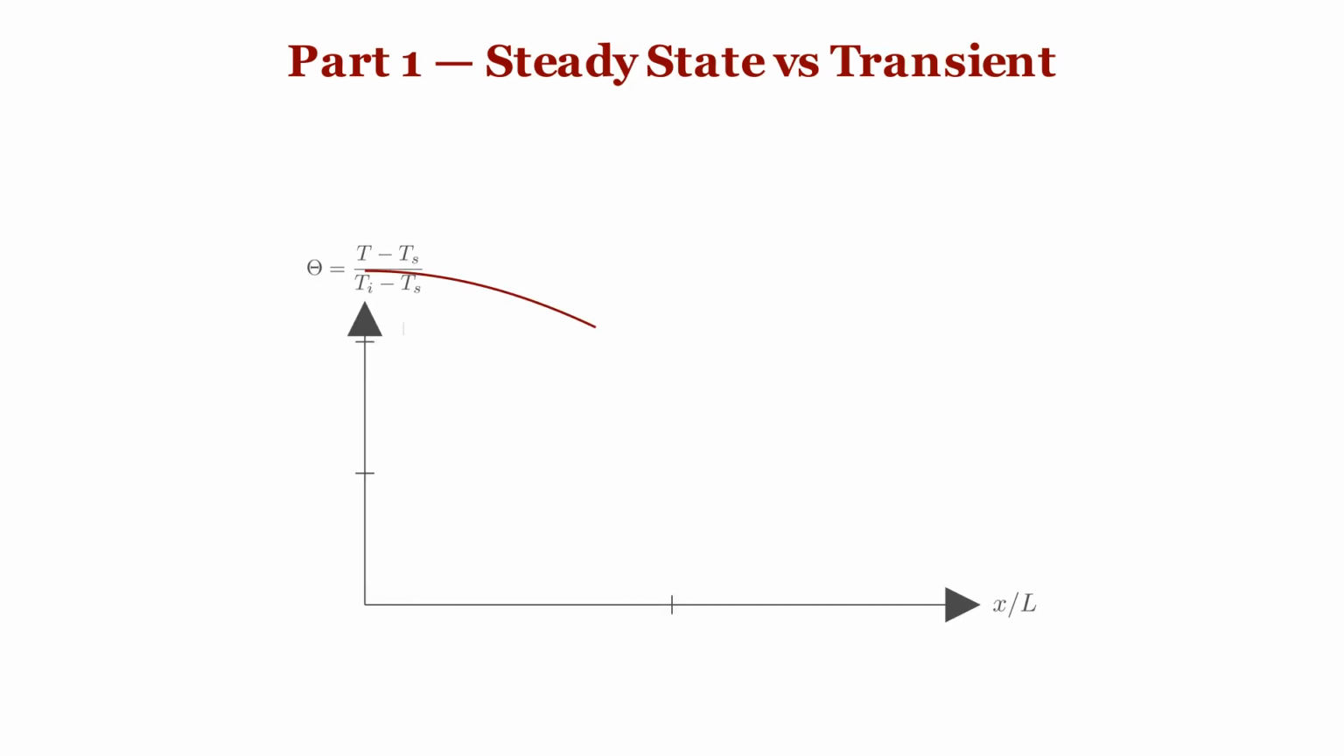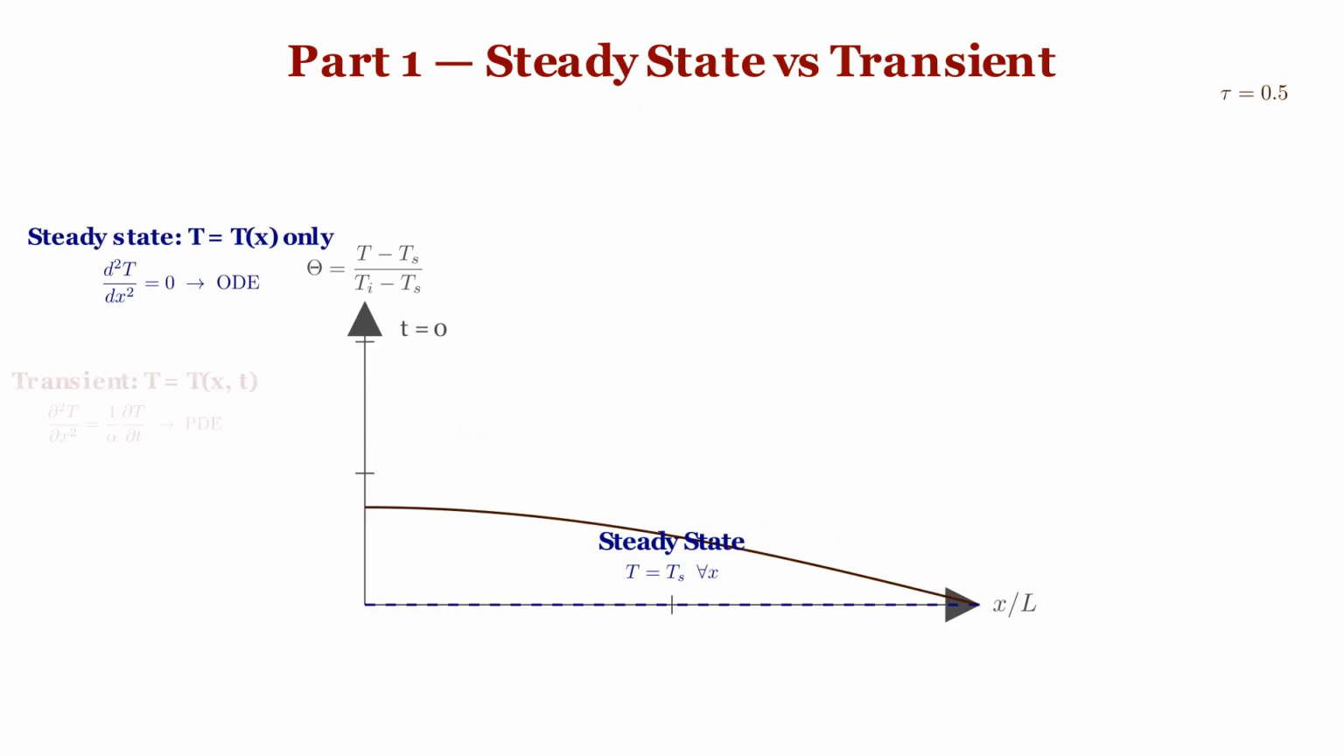Part 1. Why is transient heat conduction complex? Look at the animation on screen. In steady-state conduction, temperature depends only on position x, time does not appear at all. The governing equation is simply d squared T over dx squared equals 0, an ordinary differential equation you integrate twice and you are done. The solution is a simple straight line connecting the two boundary temperatures. It never changes. It is fixed forever.